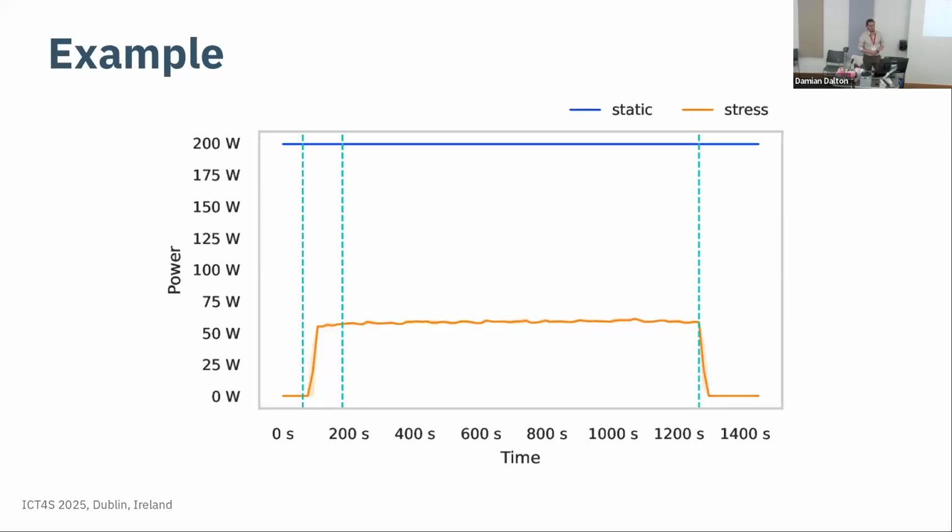And we see two things. The static power value is, of course, not changing because we tested this only once. And we see our stress namespace rise to about 50 watts, stay static over the test because the amount of CPU utilization we use over the test does not change. And then at the end of the test, we see it neatly go down to 0.